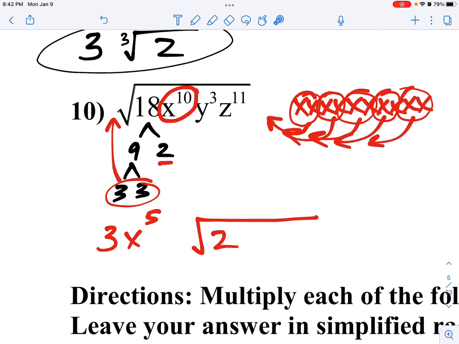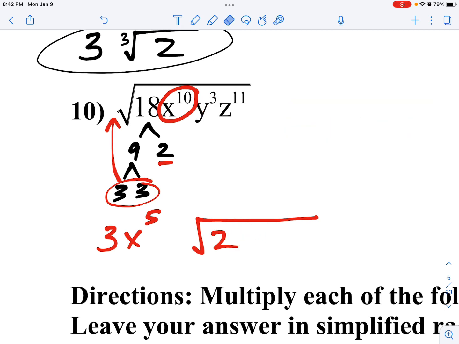Now let's talk about the y's. Maybe I'll do a different color. For the y's, there's 3 y's. I need to circle groups of 2. There's 1. So that means I have 1 group of 2 y's. 1 group gets out and 1 y has to stay in.